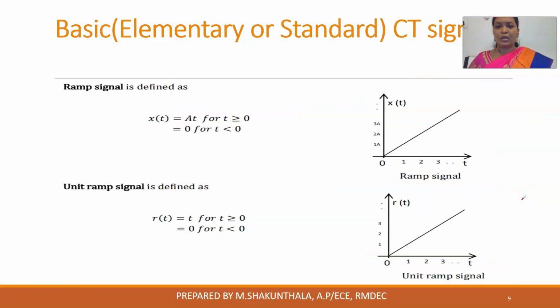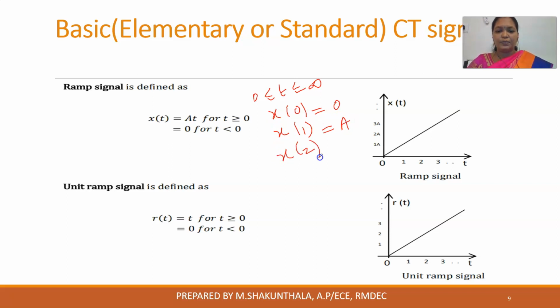And then the next signal is the ramp signal. Ramp signal is defined as x of t equal to At for t greater than or equal to 0. So for that, if you want, you can substitute and see the values. For example, t takes the values from 0 to infinity. So what is x of 0? A into 0, right? Wherever you have t, you have to substitute the value of t. So A into 0 is 0, then A, 2A, 3A and so on.